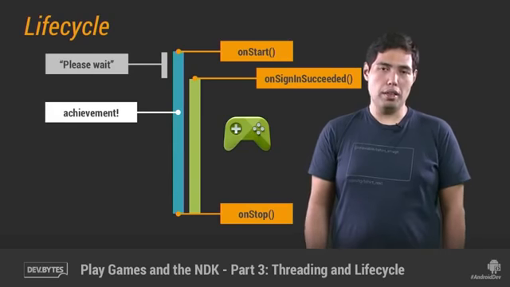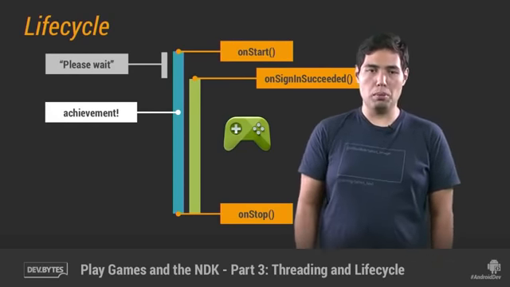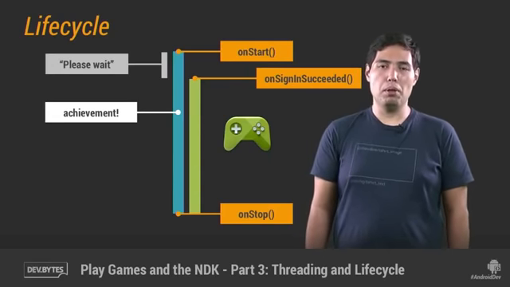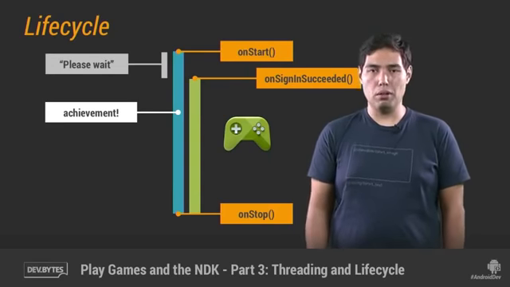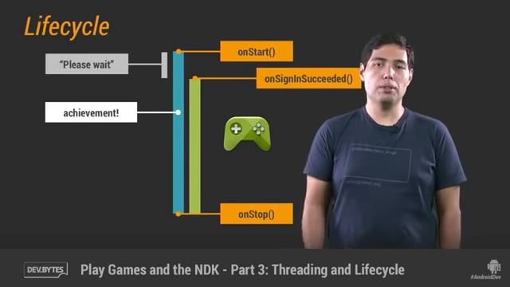The actual implementation is of course up to your game. You can do something very smart, or you can do something much more simplistic, just like putting a please wait screen. But the important thing is to notice that you have this lifecycle issue, and you should be attentive in order not to make any API calls when you shouldn't.